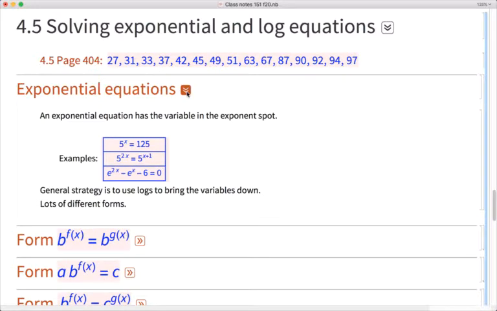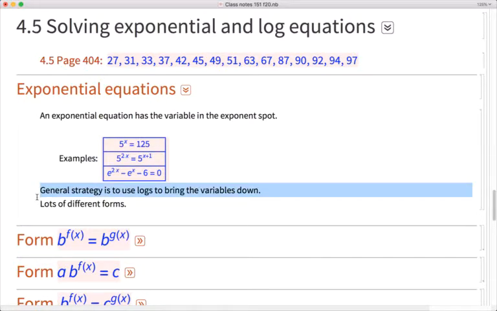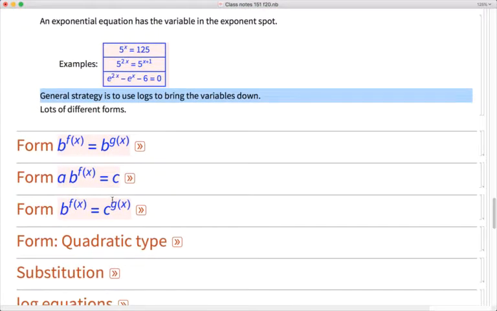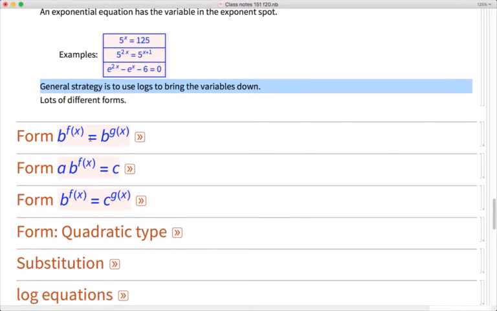Okay, so exponential equations. There are lots of different types, but the main idea here is that the variable that you're trying to solve for in the equation is in the exponent spot. There are lots of different forms for exponential equations, so lots of different strategies, but in most of them, the general idea is to use logs to somehow bring the variables down out of the exponent spot. So I'll show you a few different types.